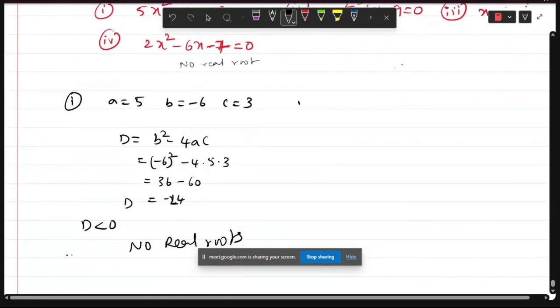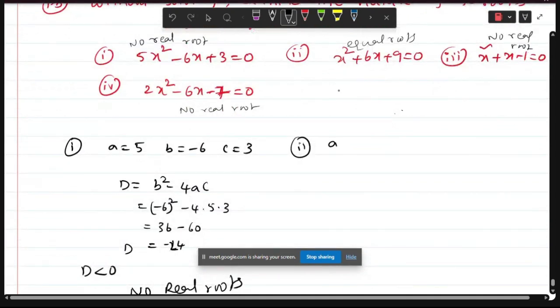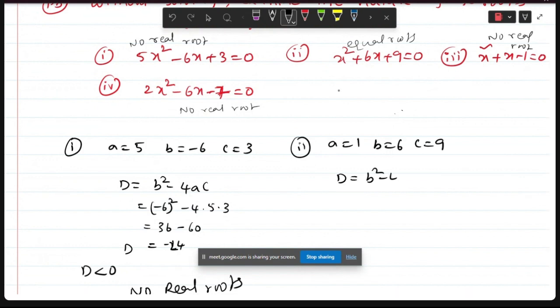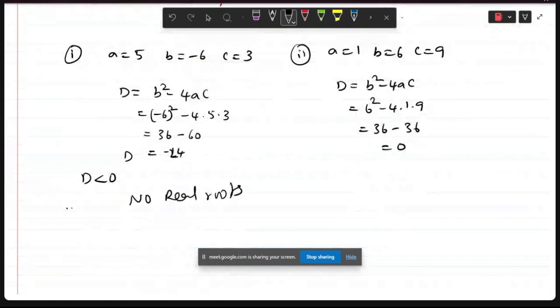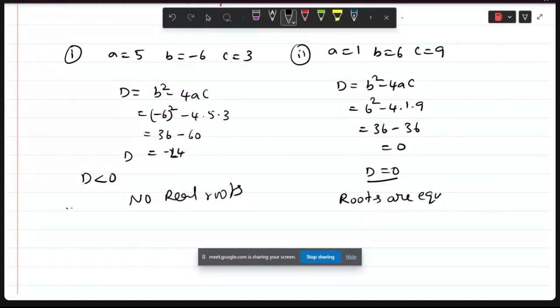Same thing here. What is second one? Second question is equal to what, sir? A value 1, A is equal to 1, B value 6, C value 9. So what is the D value here? B square minus 4AC. B square means 6 square minus 4 into 1 into 9. So 36 minus 36 is equal to 0. So therefore D is equal to 0. If D is equal to 0 means what? Roots are equal.